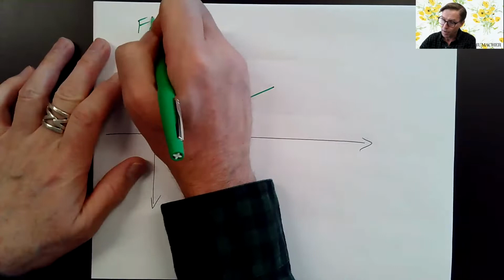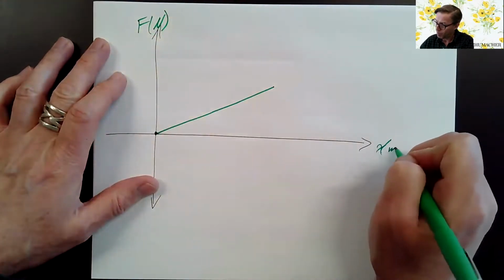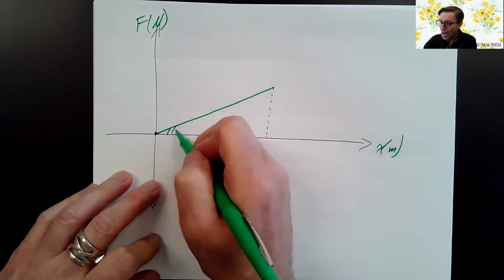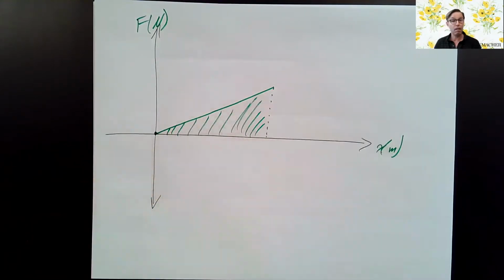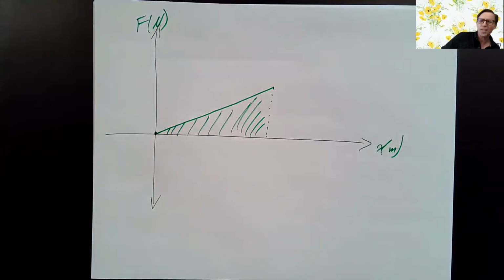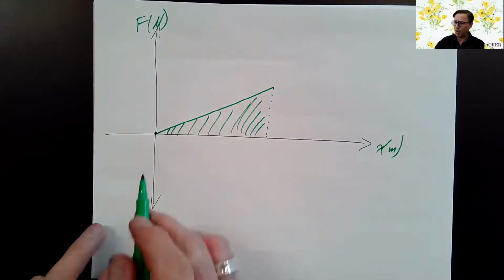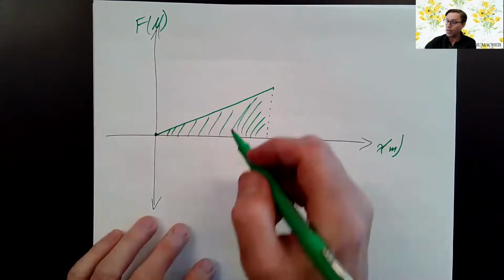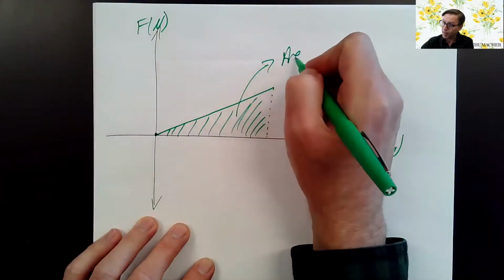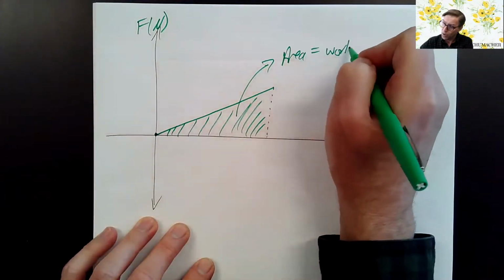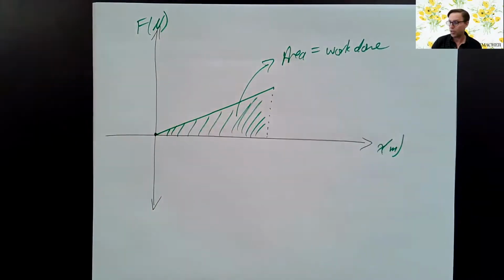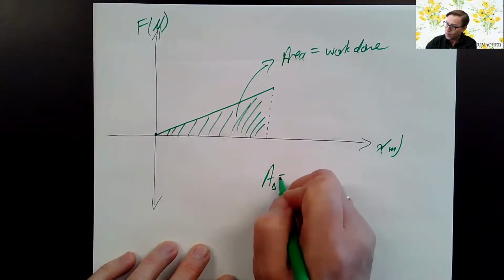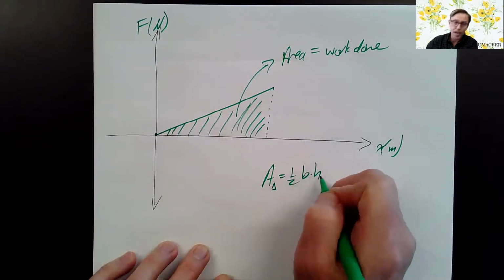So again, force measured in newtons, position measured in meters, always label axes. Then if this is what I did, I have this area. Oh. Because if I were to say force times distance, notice that the force keeps changing, the force keeps increasing. Which force would I use? Oh, so now this area is still the work done. So much easier. I just have to calculate that area. What's the area of a triangle? 1/2 base times height. I hope you remember that.